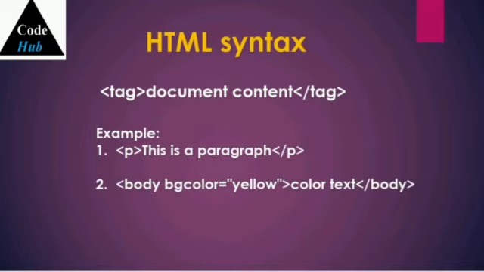So here are some examples regarding syntax. The first example you can see is for a paragraph. The second example, body bgcolor equals yellow, text color, body, close tag, where bg is used for background color.